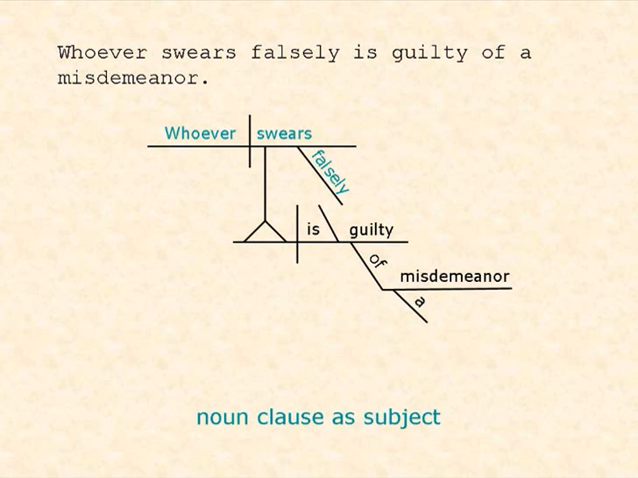Okay, here we're moving to noun clauses. Remember how the noun clause can be the subject, the direct object, the indirect object, the object of the preposition, or the predicate noun. Here the noun clause is the subject. The noun clause is whoever swears falsely.